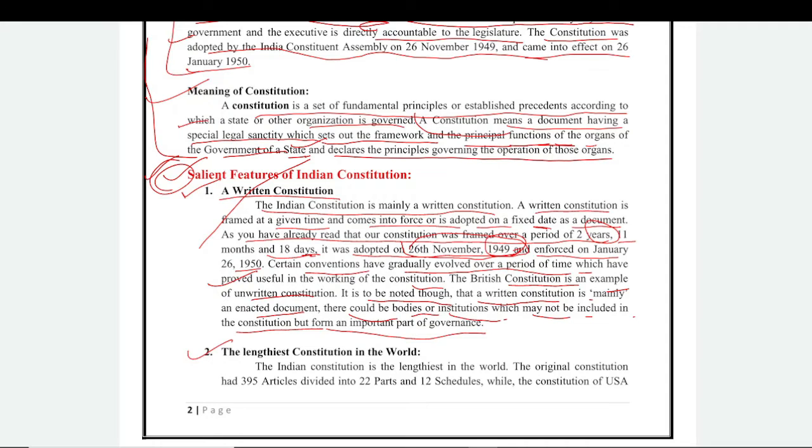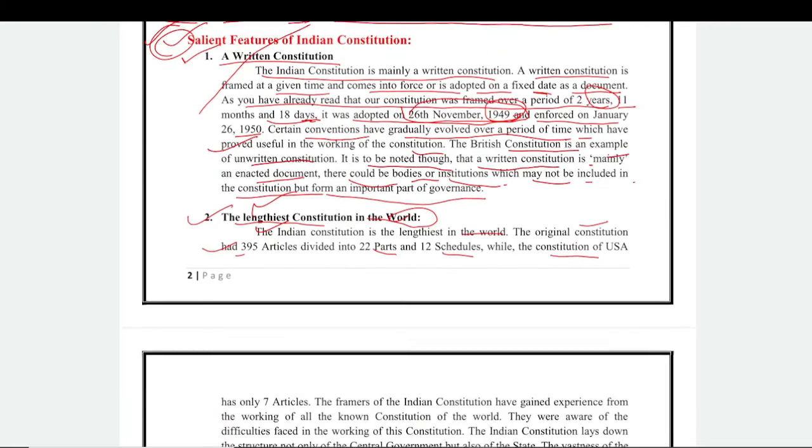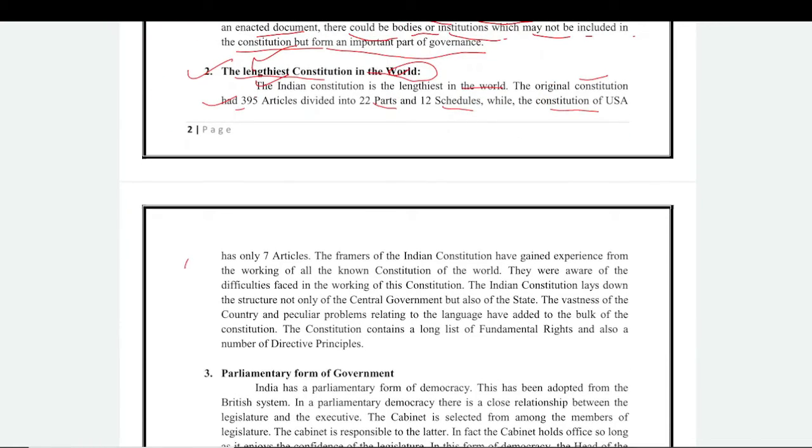The second salient feature of our Indian Constitution is that it is the lengthiest constitution in the world. The original Constitution had 395 articles divided into 22 parts and 12 schedules, while the Constitution of the USA has only 7 articles. The framers of the Indian Constitution gained experience from the working of all the known constitutions of the world.